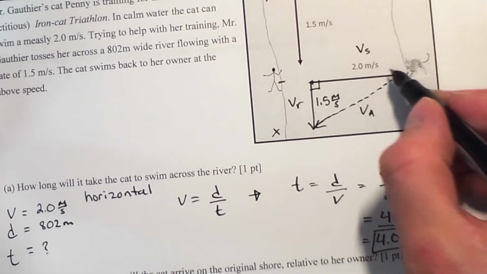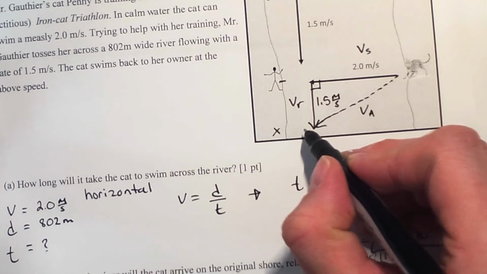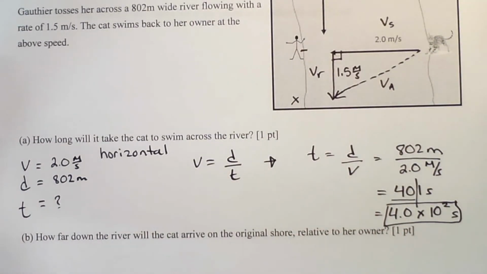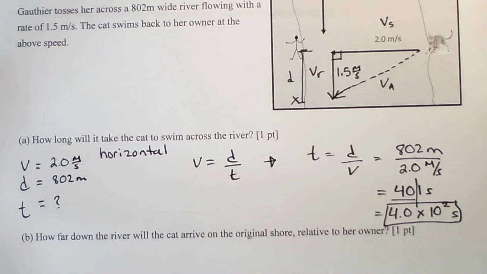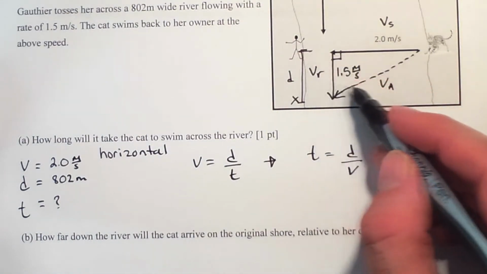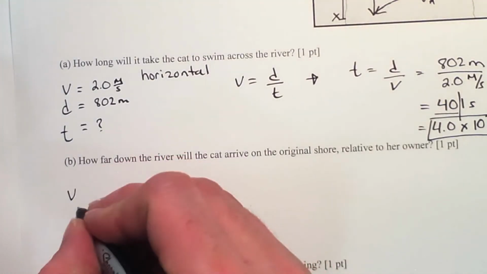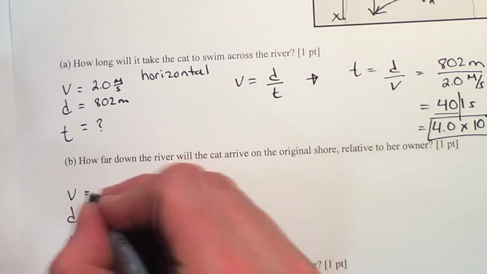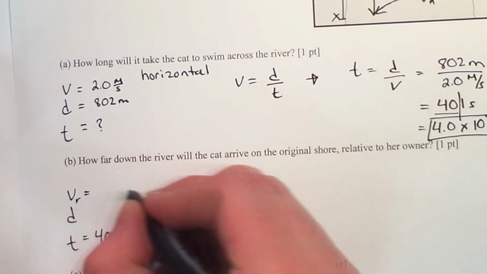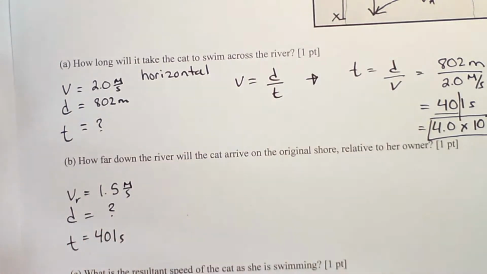So it's going to take her 401 seconds to get across the river, and during that time she's going to be pushed downstream. Now question B says, how far down the river will the cat arrive on her original shore? Well, we need to figure out what this distance is, and the only velocity that's going to affect that is the velocity of the river, or Vr. So once again, I have V, D, and T. I know T is 401 seconds, we just solved that. But now we're going to use the velocity of the river, and that's 1.5 meters per second.